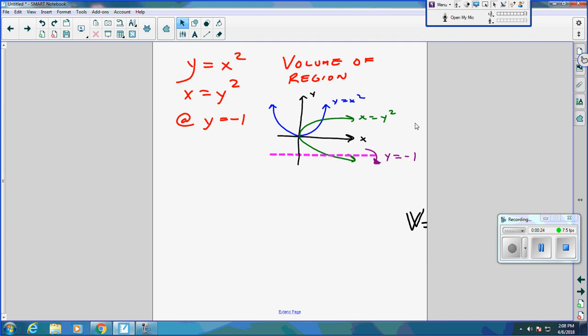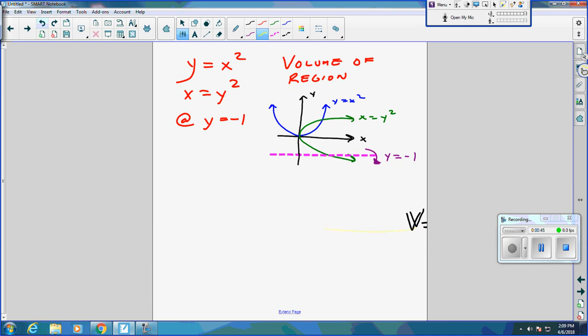I don't want to spend time with the graphing, so there's a graph. And the region R then would be this little yellow area right in here. And that's going to spin around y equals -1. So we have to decide which way to do the volume.